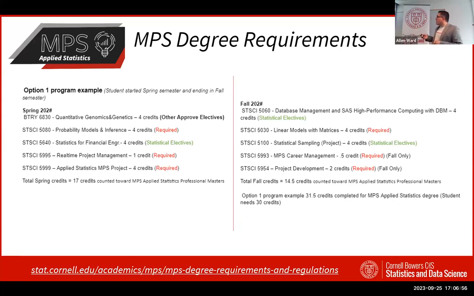This is just one example of, say, somebody starting in the spring, like a Cornell undergrad student with a couple credits left undergrad. Their undergrad credits aren't on there. And then they could roll into that fall semester and complete the program as a graduate student.